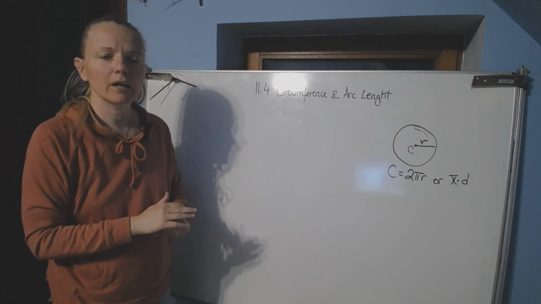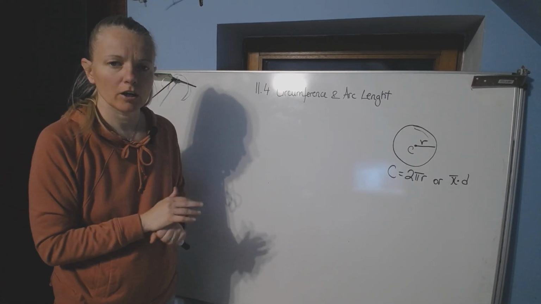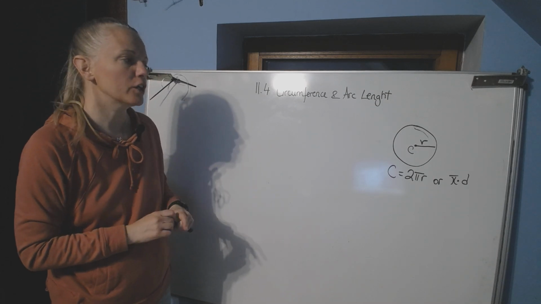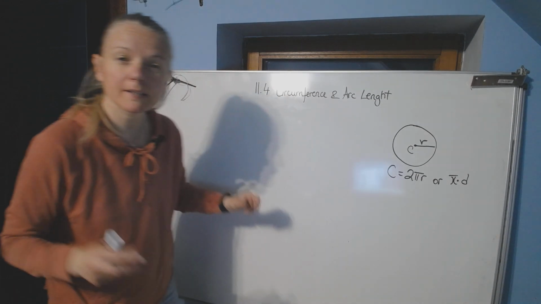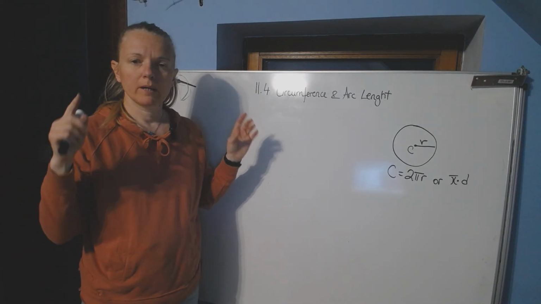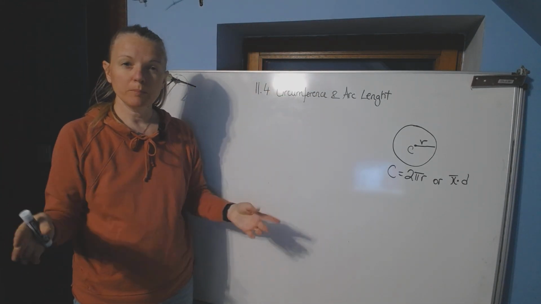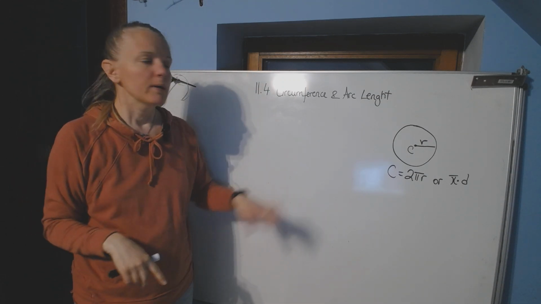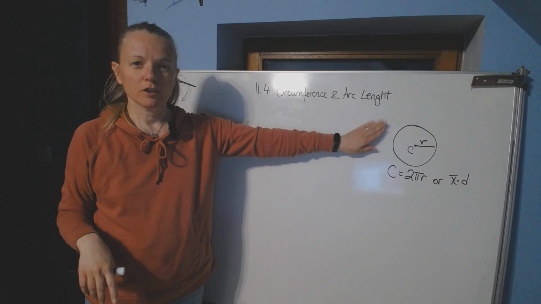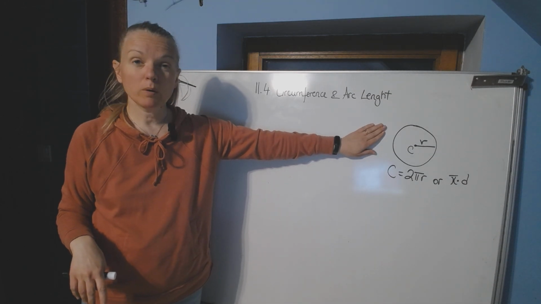Okay, guys, here goes 11.4, circumference and arc length. We're staying within the circle. We have talked up until now about perimeter, because that was the way we calculated the distance around the shape that was made by lines. When it comes to a circle, the circle does not have a perimeter. It has what we call a circumference.